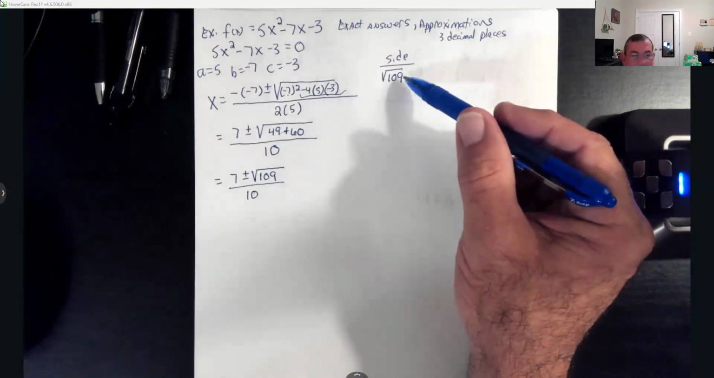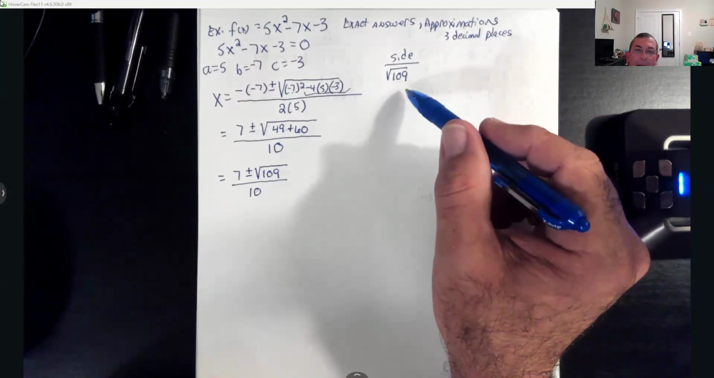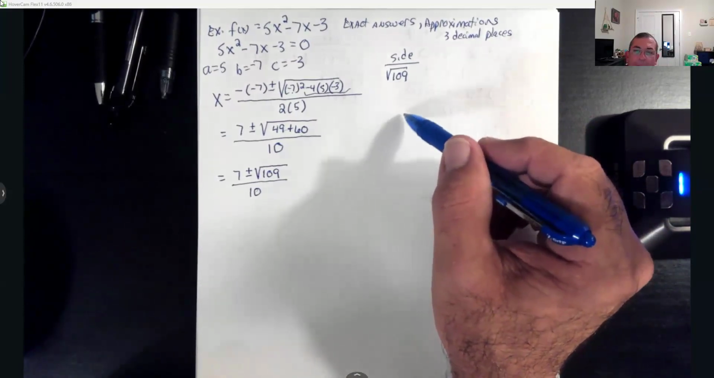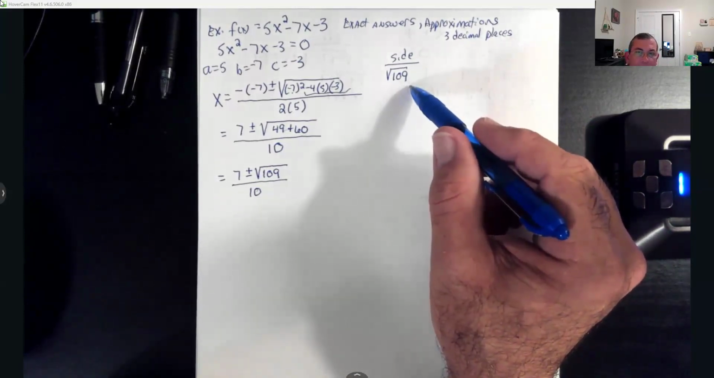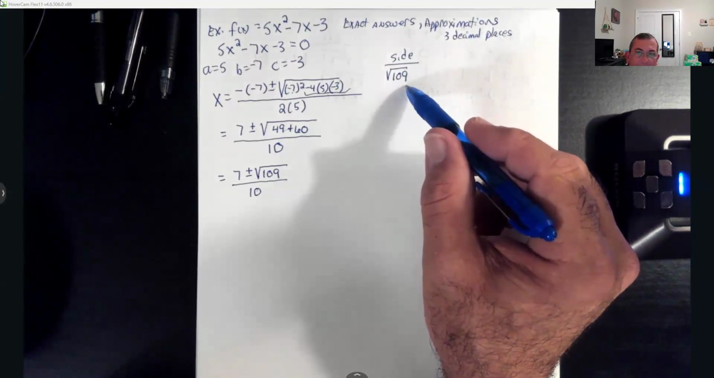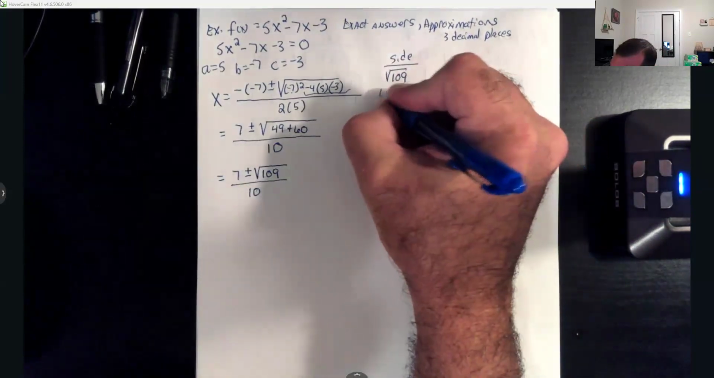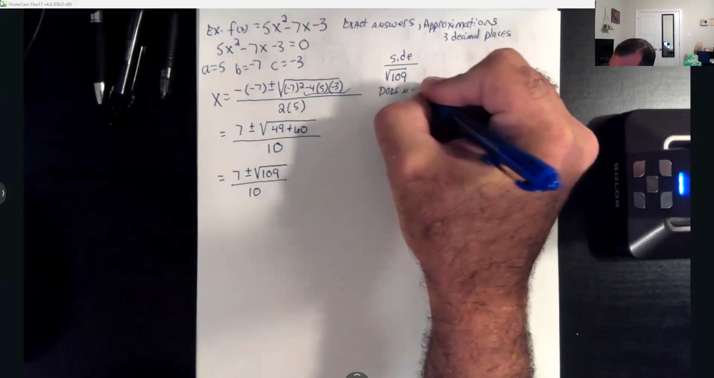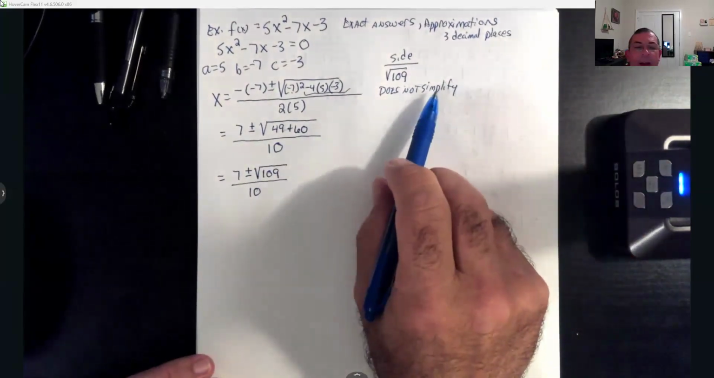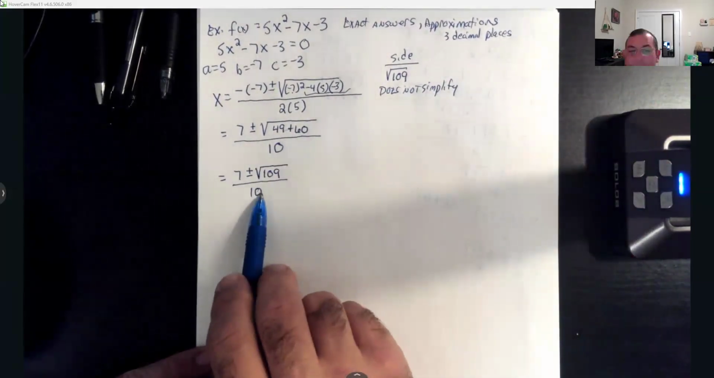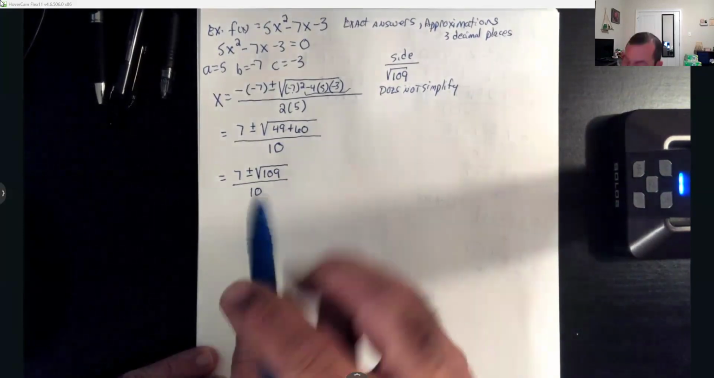So let's see, that's not dividing by 4. It's not dividing by 9. It's not dividing by 16. It's not dividing by 25. It's not dividing by 36. That won't divide by 49. And y'all, everything else is pretty much getting too big. So this does not simplify. So since that radical does not simplify, this is my final answer. This is my exact solution.